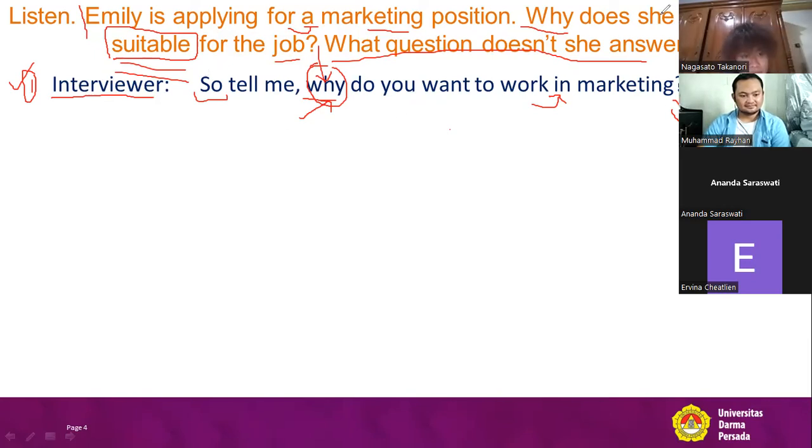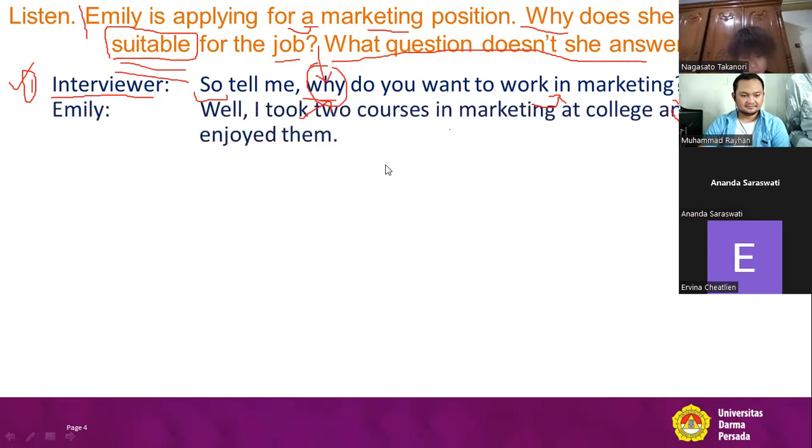I think I need to close this one first. Okay, so this is the answer. Well, this well is also similar to so. It doesn't have any real meaning. Maybe here well is just to pause for a while and give you some time to think about what you're going to say. Well, I took 2 courses in marketing at college and really enjoyed them.